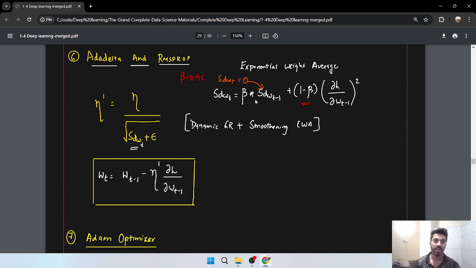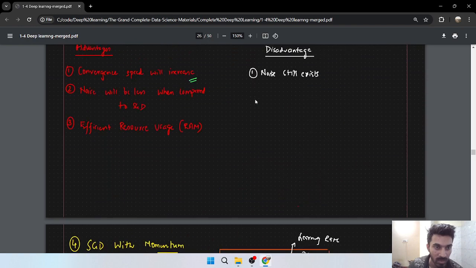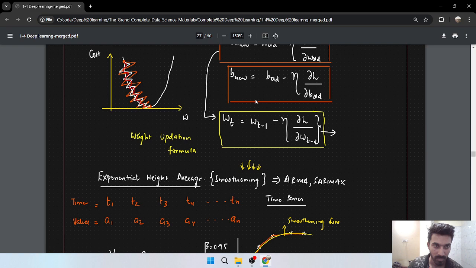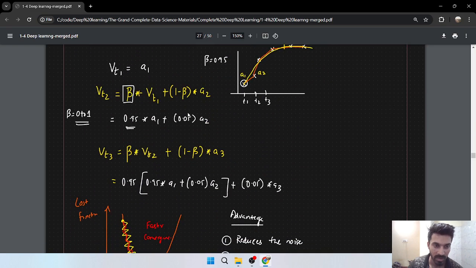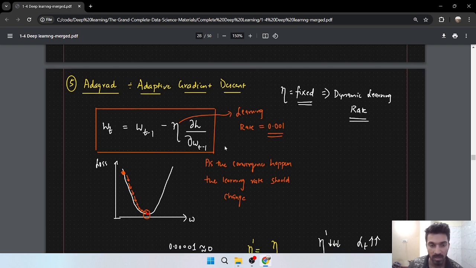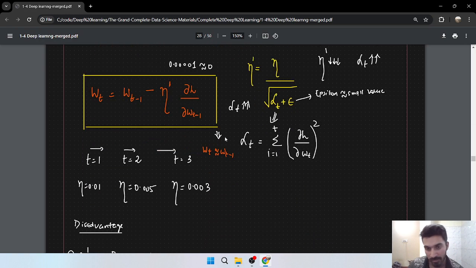So in Adadelta, basically RMSprop, our learning rate will be... we have learned what the disadvantages and advantages are with respect to gradient descent, SGD, mini-batch SGD with momentum, and Adagrad. In Adagrad, we introduce a learning rate equal to learning rate divided by under root of alpha t plus epsilon.